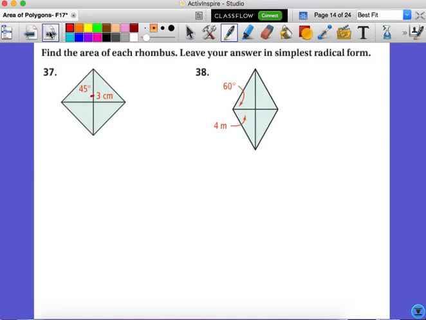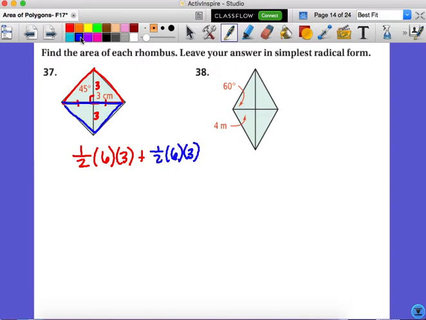So for this rhombus, we've got 3 here and 3 here. Since this is a 45, 45, 90, we've got 3 here and 3 here. So really, this particular rhombus is actually just a square. So with that, if I want to find the area of this top triangle, I've got half of 6 times 3 plus, on the bottom, half of 6 times 3. So what I end up with is 18 square centimeters.